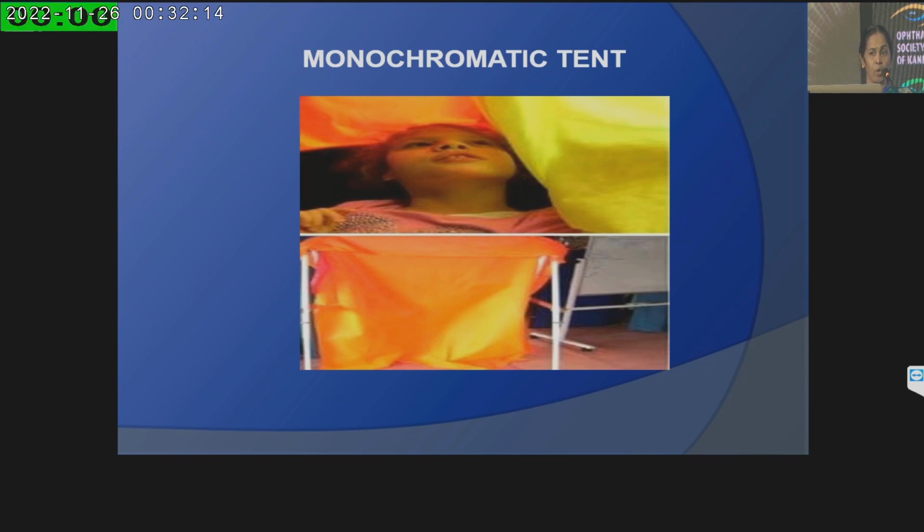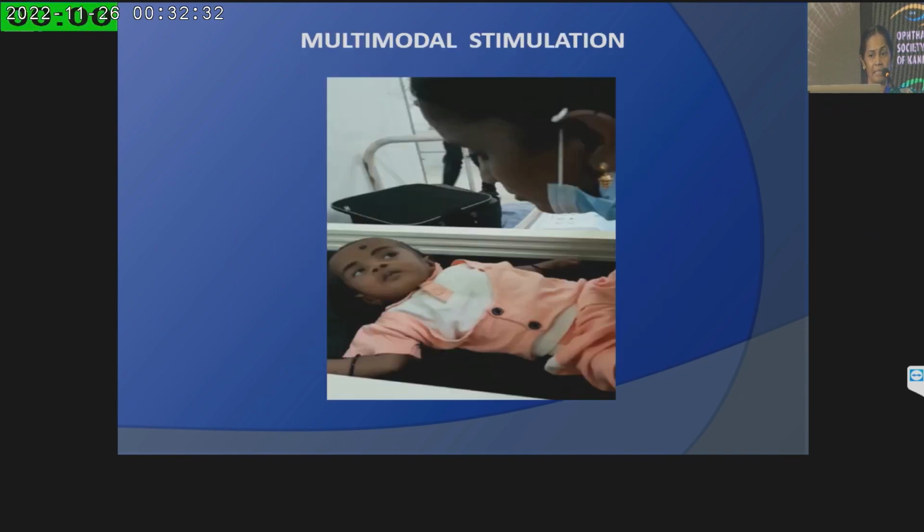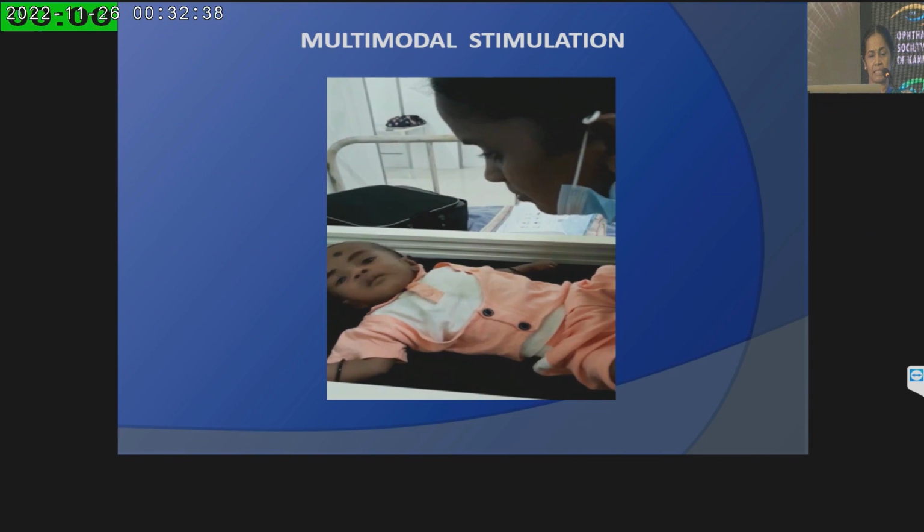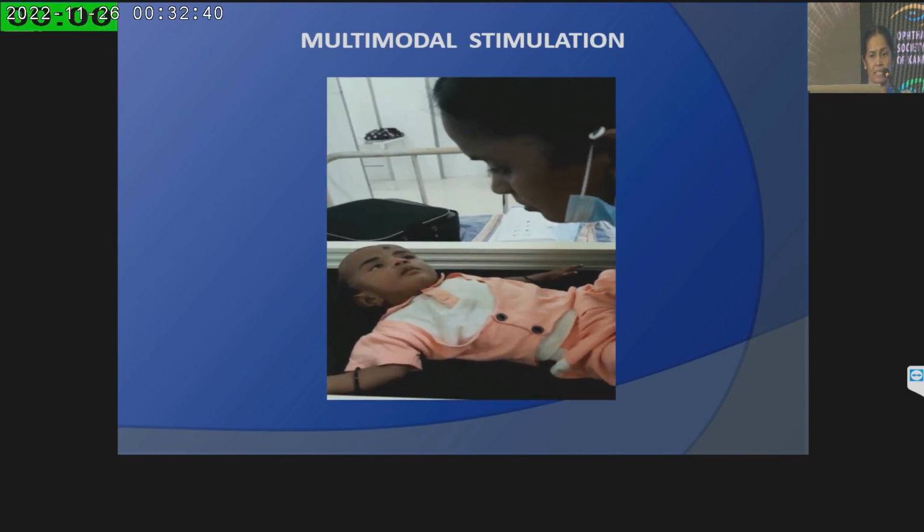This is a monochromatic tent. We have many children in our clinic with profound CVI who don't even have visual awareness. Such children, if kept in this tent, will be aware of the surroundings. And see this child. This child is not having eye contact. He is facing the face, changing the face.